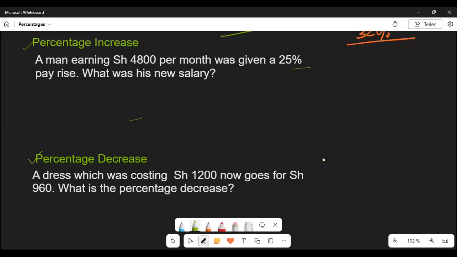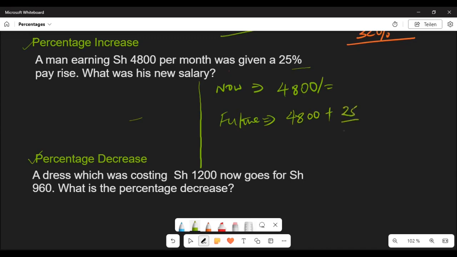So in this case, there are two ways. Let's look at those two ways to handle this. What we're saying is, at the moment, this man is earning 4,800 Kenya shilling. But then, because of his good behavior, in future we're now seeing that this guy is going to earn 4,800 plus an increase of 25%. That is 25% times the amount, which is 4,800.